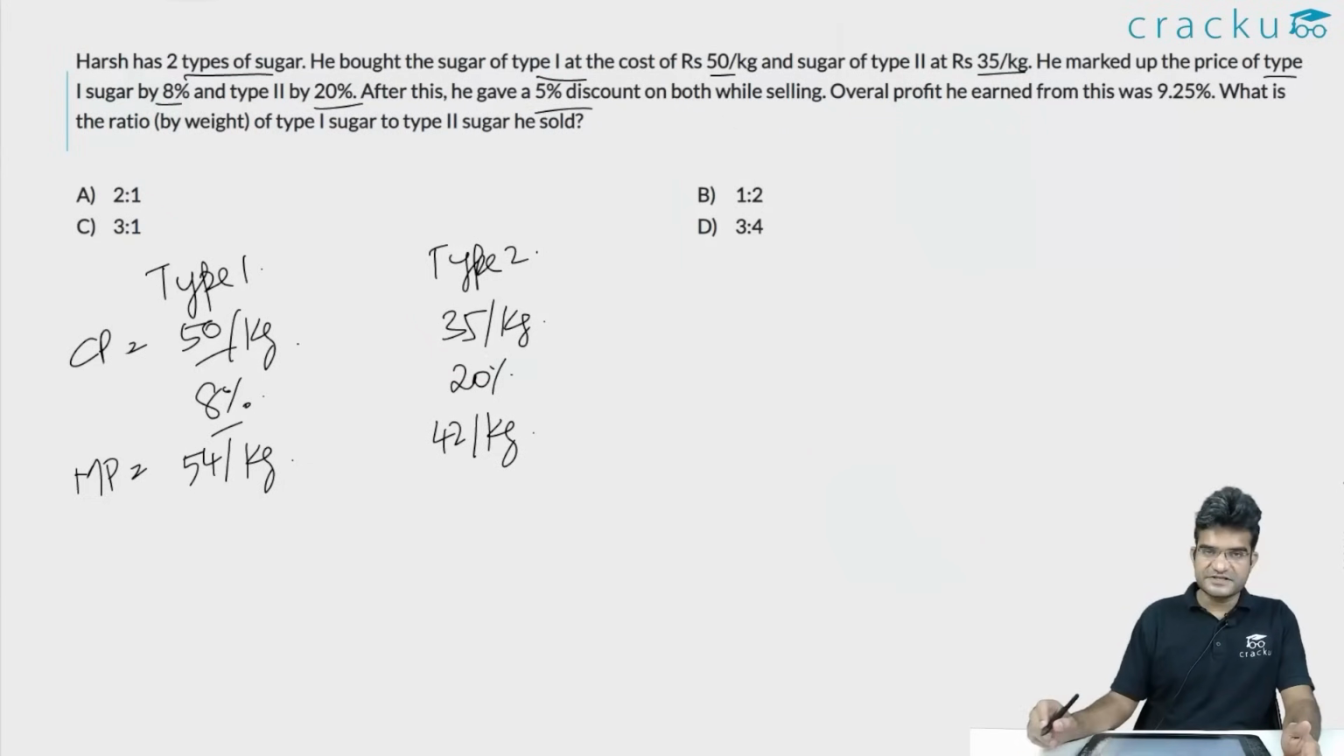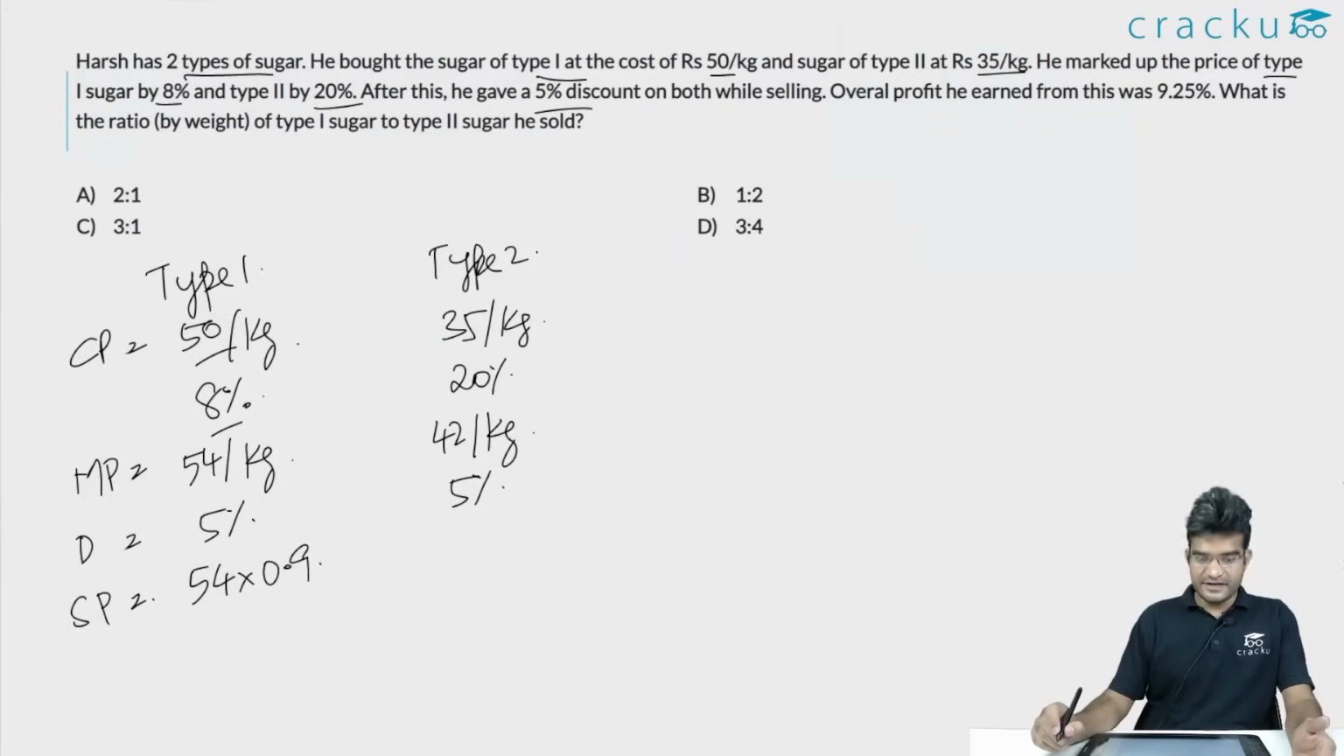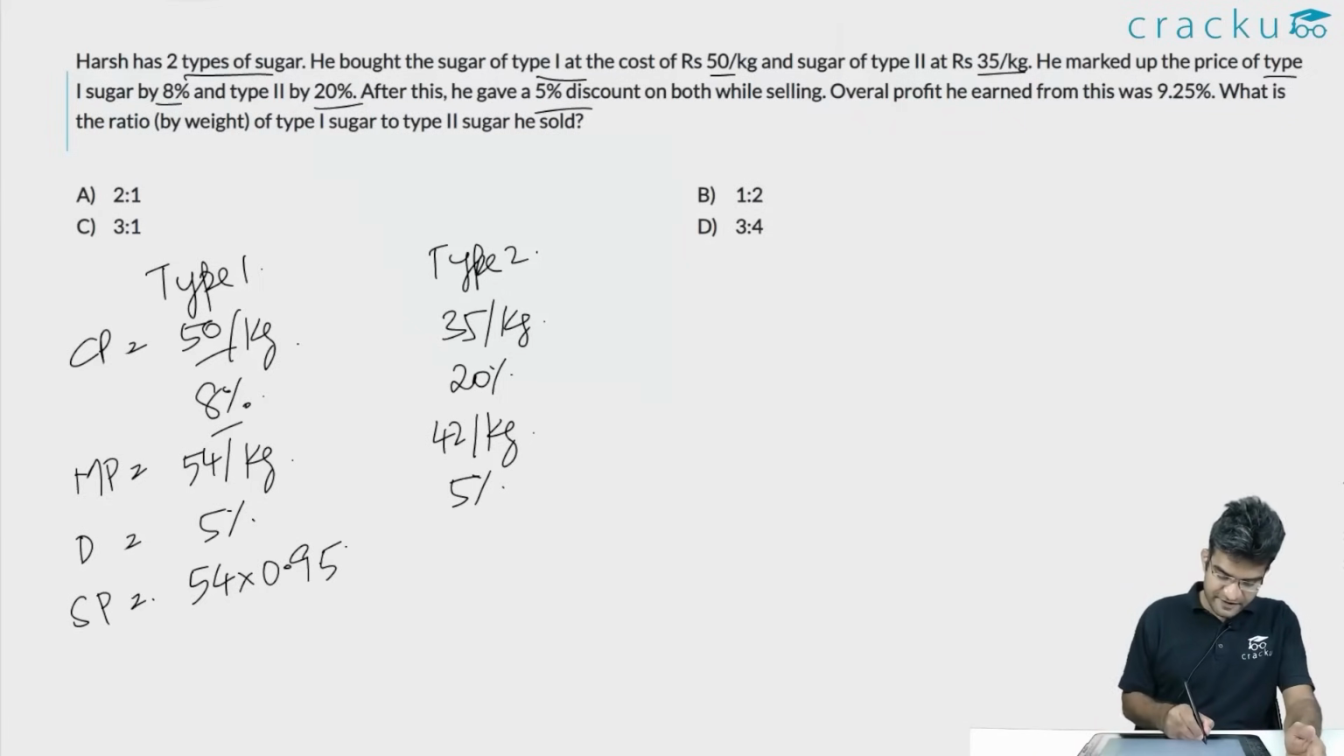On this, he gave a discount of 5% on both of them. So discount is equal to 5% on both of them. This would tell us that the selling price is equal to 54 into 1 minus 5%. So that is 54 into 0.95. You can use your calculator to figure out the value of 54 into 0.95. Similarly, the selling price for the other one will be 42 into 0.95.